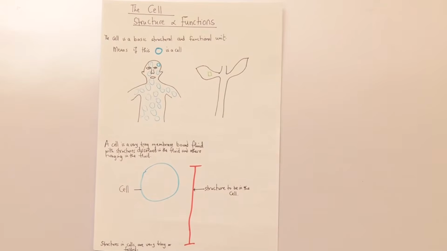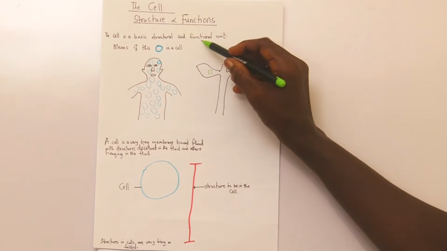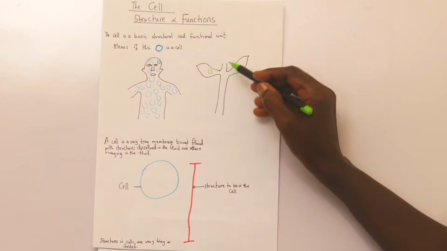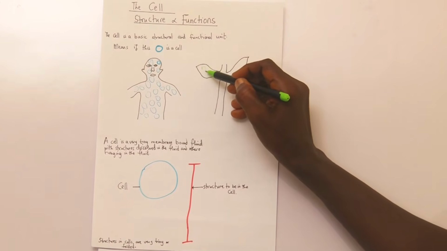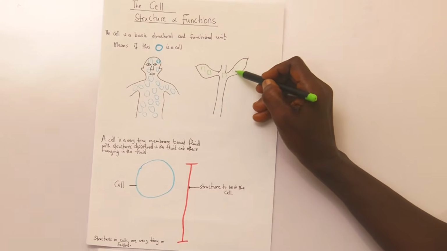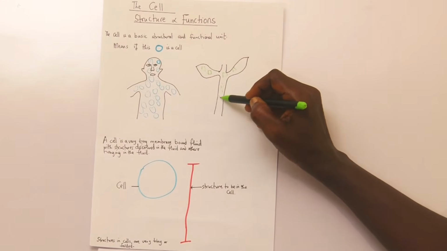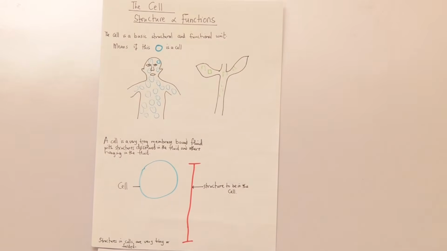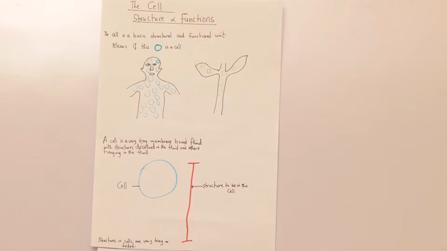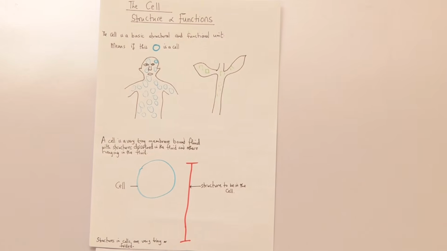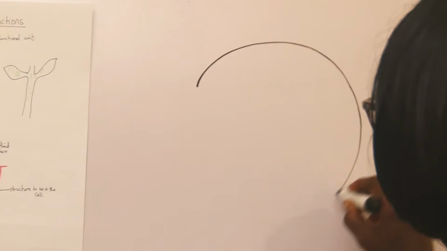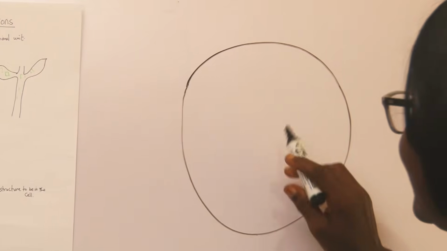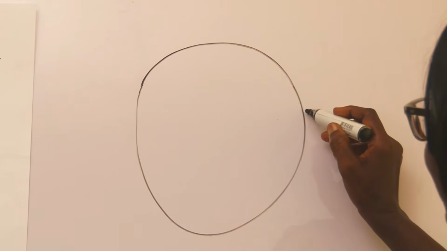If we look at plants, if this is a cell, then every part of this plant is a cell. The basic structural and functional unit. Now, the cell is a very tiny structure. Very, very tiny structure. If we decide that this is a cell, it's a tiny structure. It has a membrane.